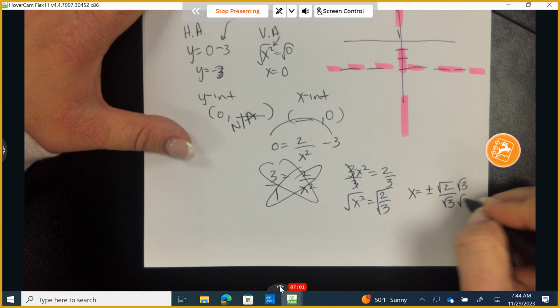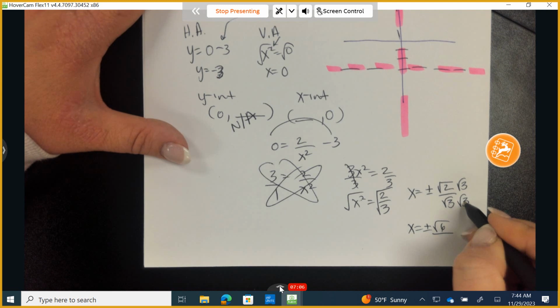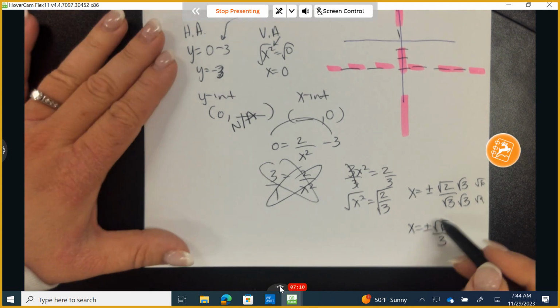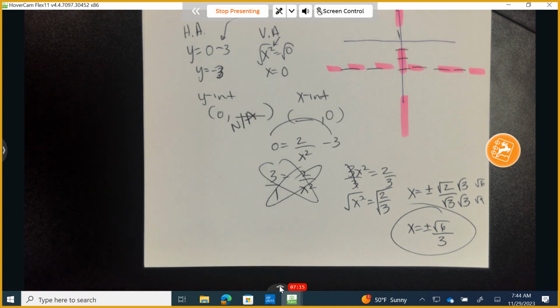So times radical 3 over radical 3, I have room down here. x equals plus or minus the square root of 6 over the square root of 9, and we know the square root of 9 is 3. So if we had to give exact answers on a test, positive radical 6 over 3 and negative radical 6 over 3 would be my answers.